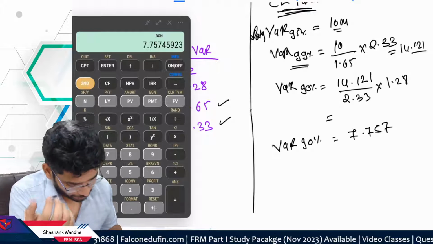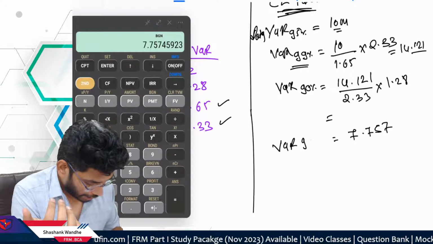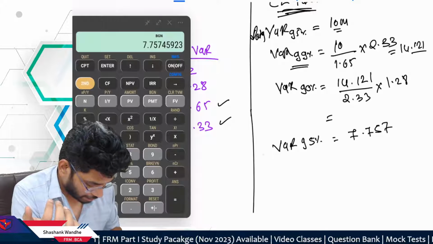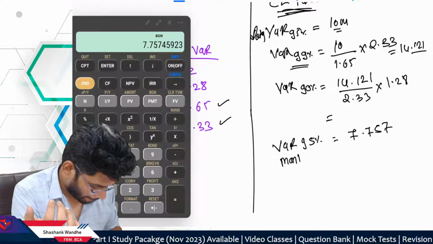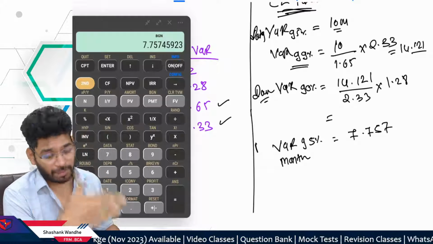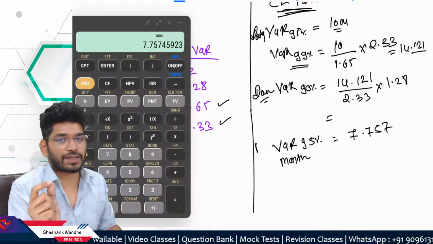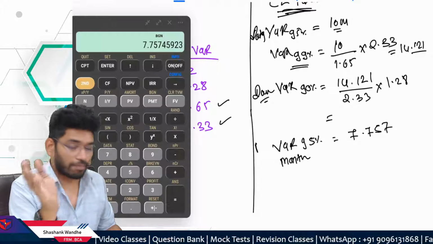And here, if you are asked to calculate the value at risk at, say, 95%, but this should be monthly, currently this is daily. So we have daily value at risk and we want to calculate the monthly value at risk. So first step, you have to calculate the monthly VaR.